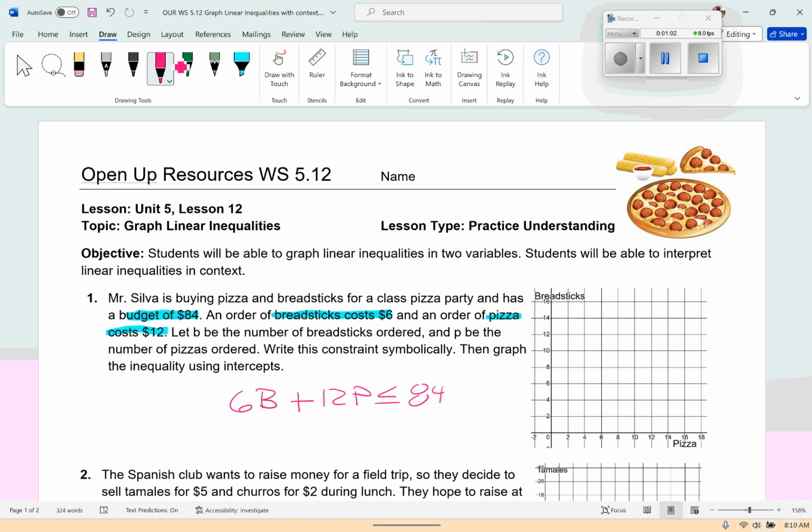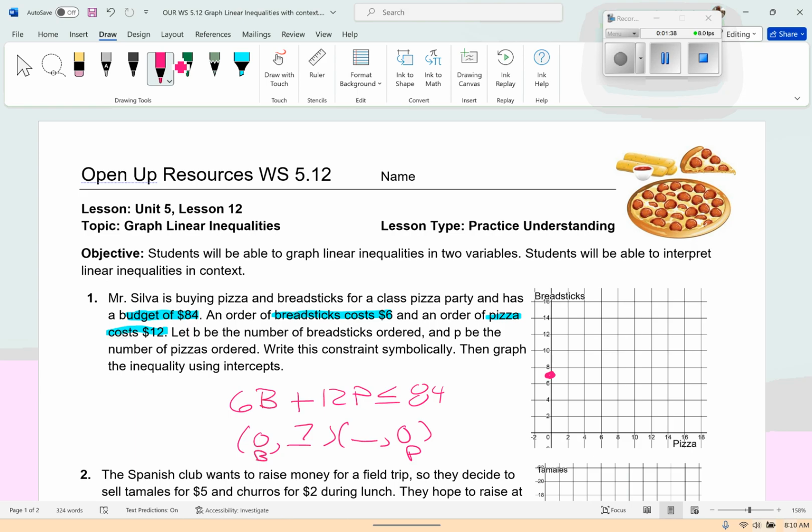This is one of the cover method ones. So I'm going to go 0 comma blank, blank comma 0. This is a B value. This is a P value instead of X and Y. If I cover up the B, what number times 12 gives me 84? This is going to be 7. So for the breadsticks, 0 comma 7 is right here. Kind of have to make it in between.